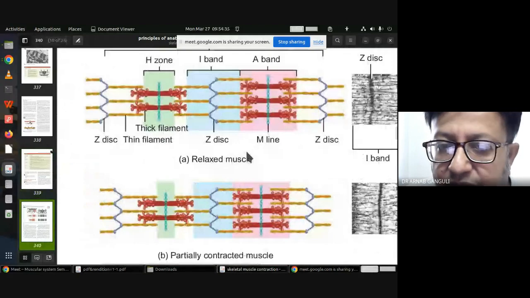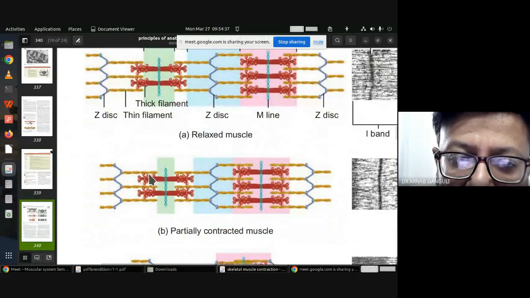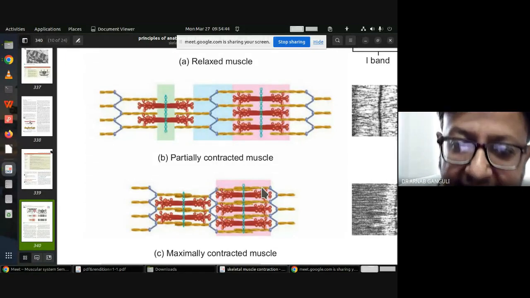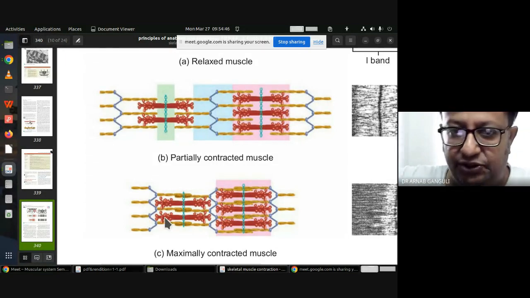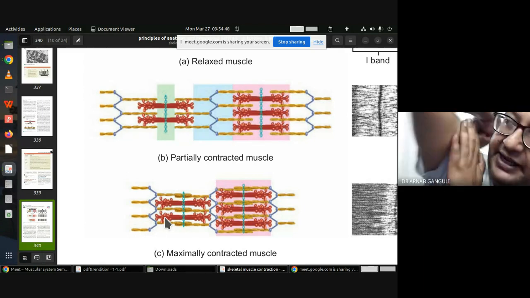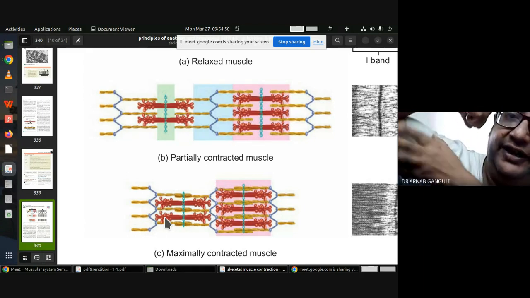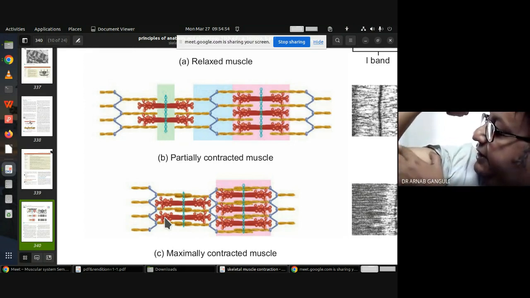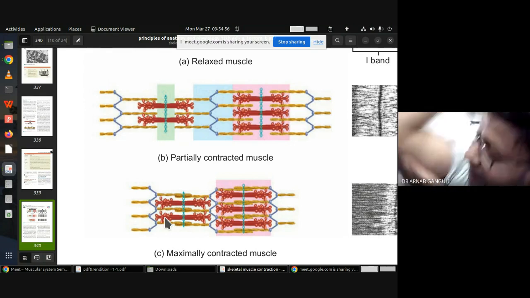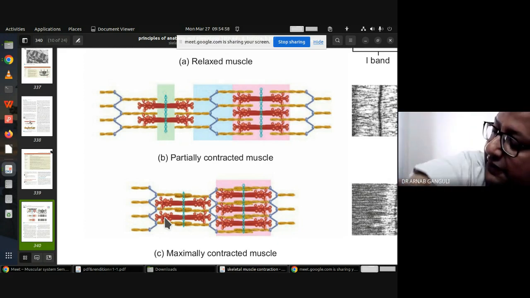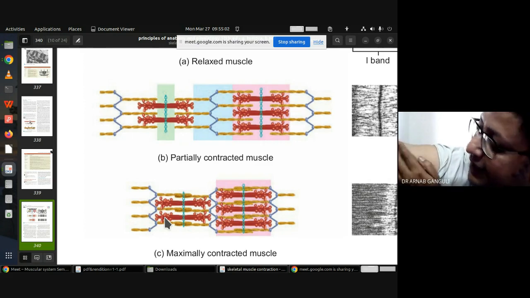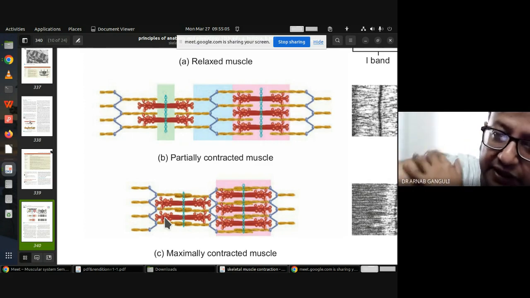Now let us go into the details. So they are coming close to each other. And finally, they touch each other. This is the maximum contraction. So you can see that the muscle has contracted. This part has contracted, but this part has extended over here. This muscle has contracted over here.